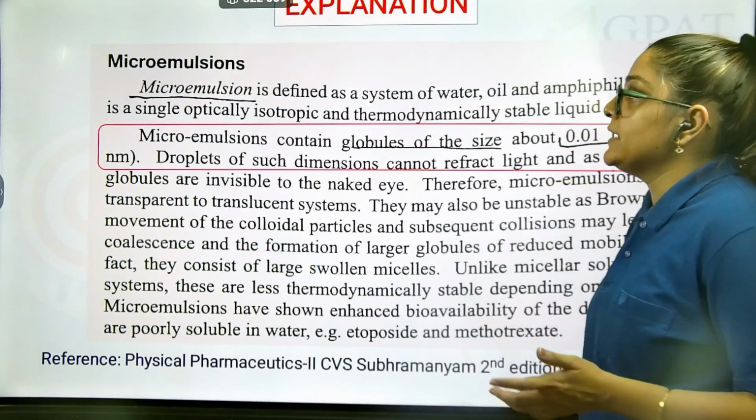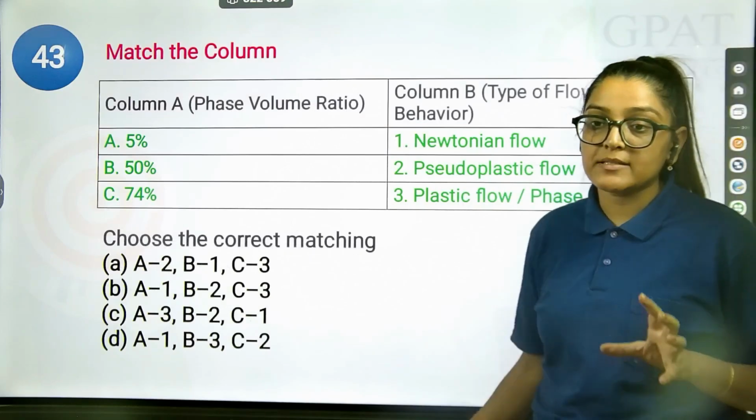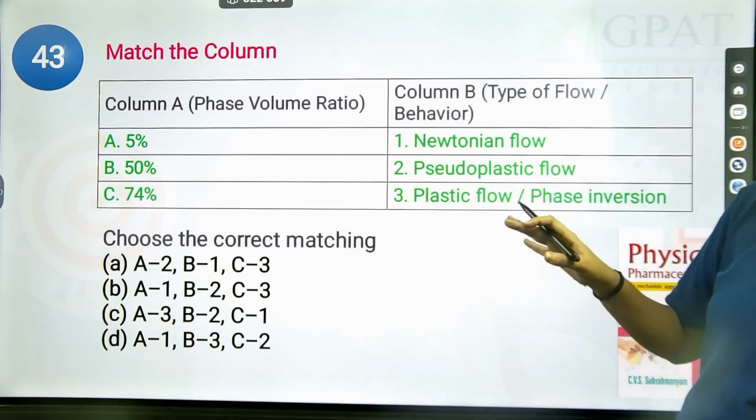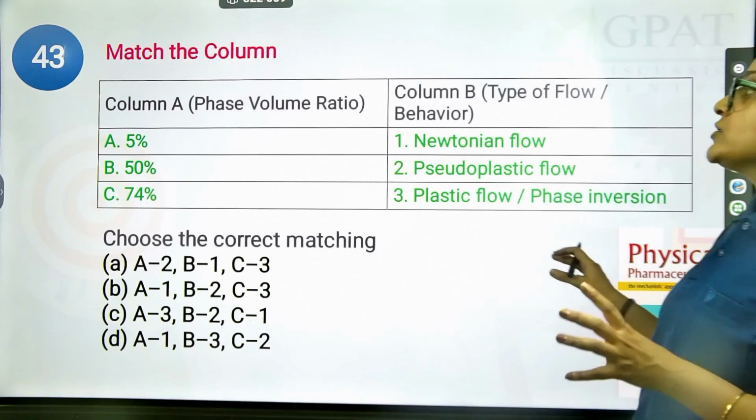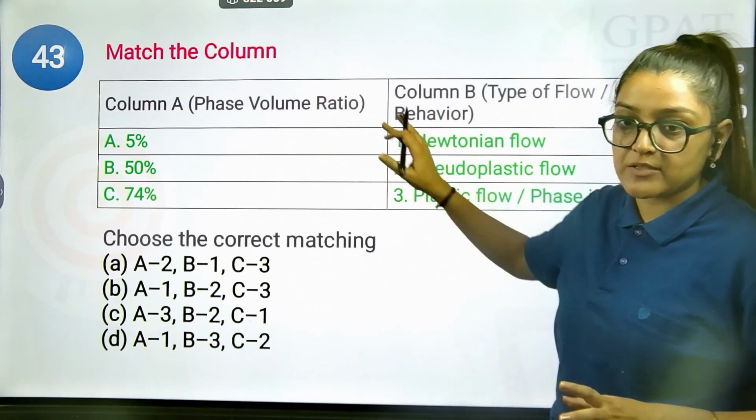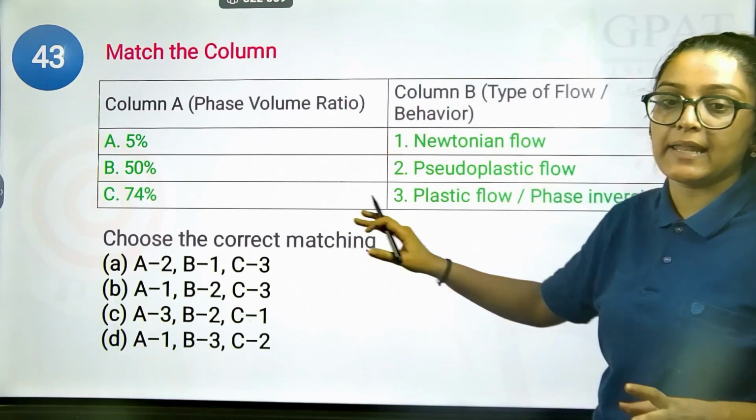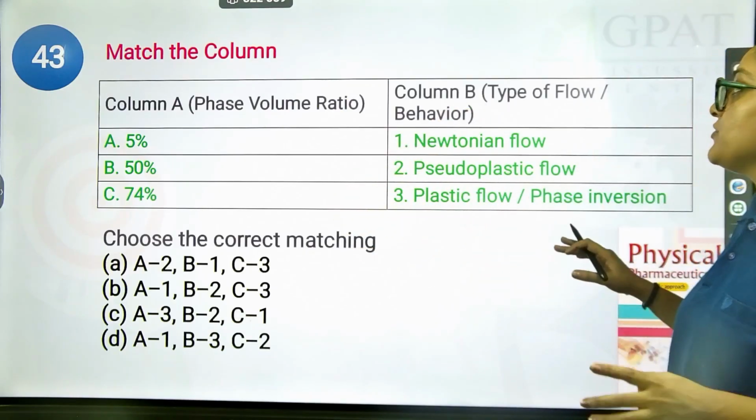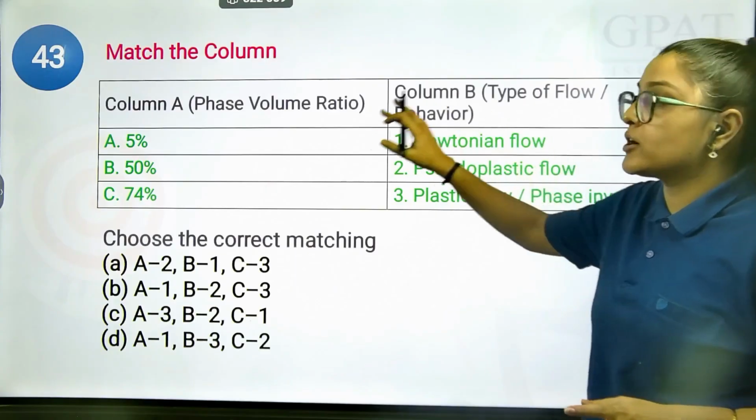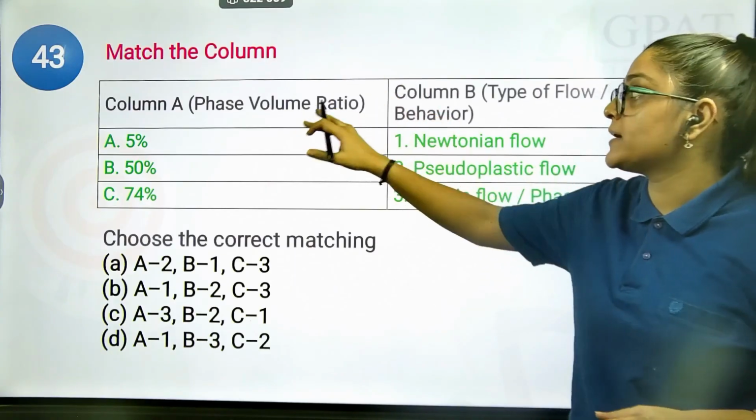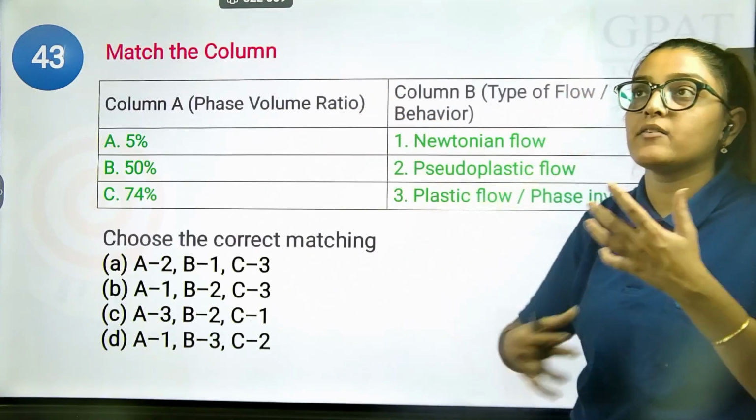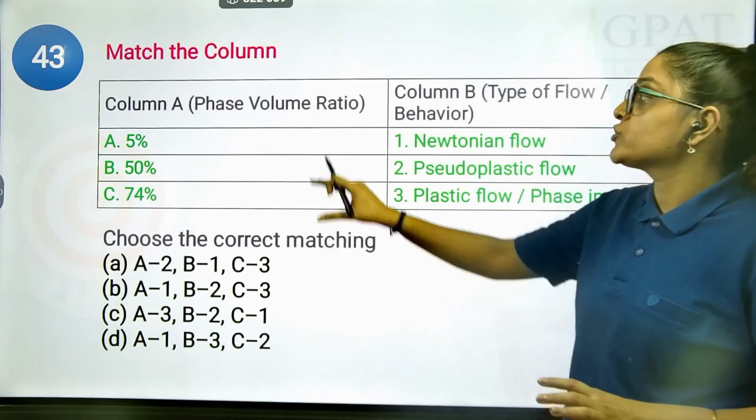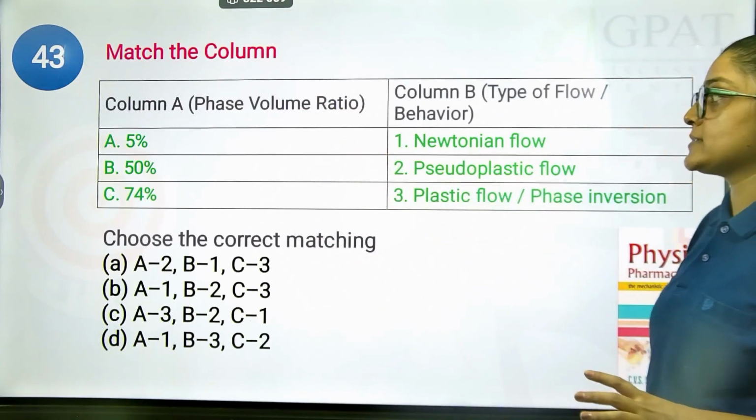Okay. Next, match the column. Now here is the phase volume ratio with the type of the flow or the behavior of the fluids, right? So at 5% phase volume, at 50%, and at 74%, right? So at the 5% we have a pseudoplastic flow because they are easily able to flow as compared to the phase volume ratio. They are the material which have a lesser viscosity and easily flow. So 5% will be the pseudoplastic system, right?